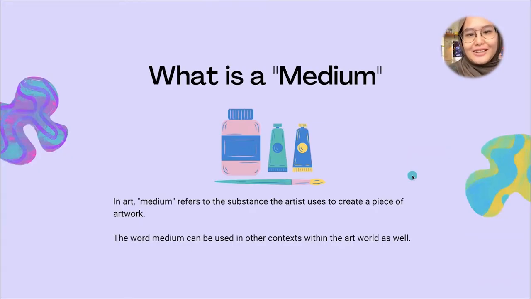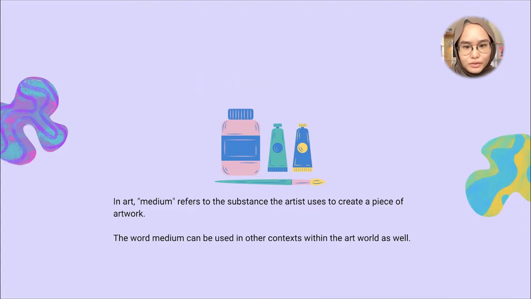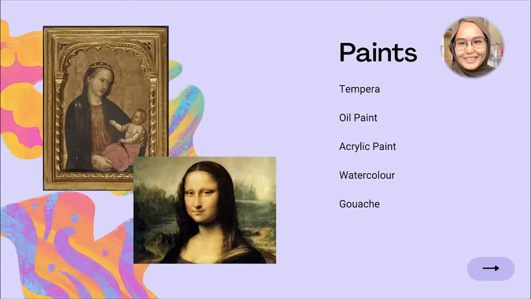So what is a medium? In art, medium refers to the substance the artist uses to create a piece of artwork. The medium can be used in other contexts within the art world as well. Throughout art history, people have been using various materials to express themselves. So these are the different types of mediums.